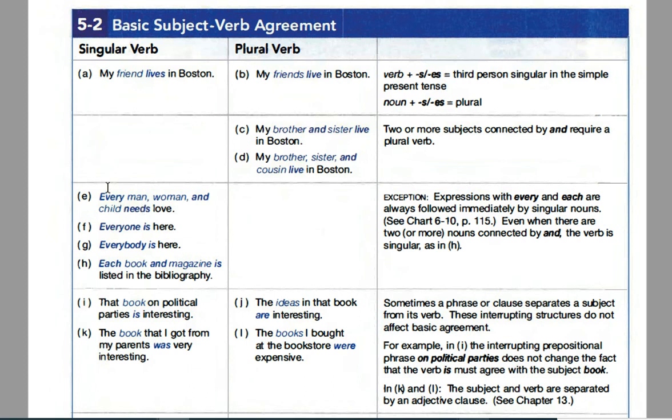Next, we have here every man, woman, child needs. So here's the point, because every means each. It means one. And when it means one, we have to keep it singular. The verb should be singular.